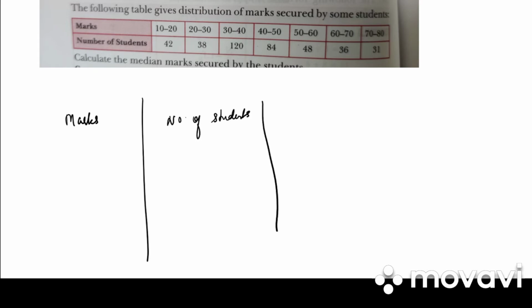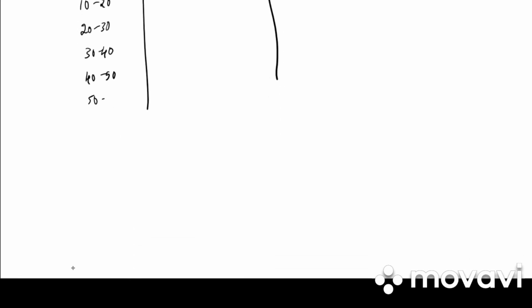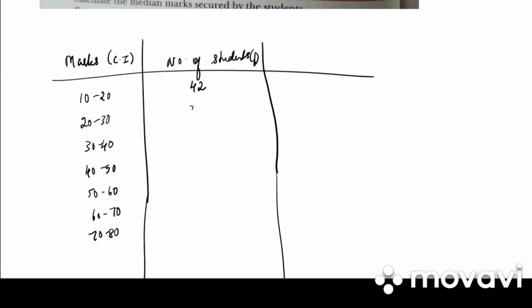Calculate the median. Marks is nothing but the class interval, and the number of students will be the frequency. So the class intervals are 10 to 20, 20 to 30, 30 to 40, 40 to 50, 50 to 60, 60 to 70, 70 to 80. After that we have the frequencies 42, 38, 120, 84, 48, 36 and 31. The last column we have is the cumulative frequency.